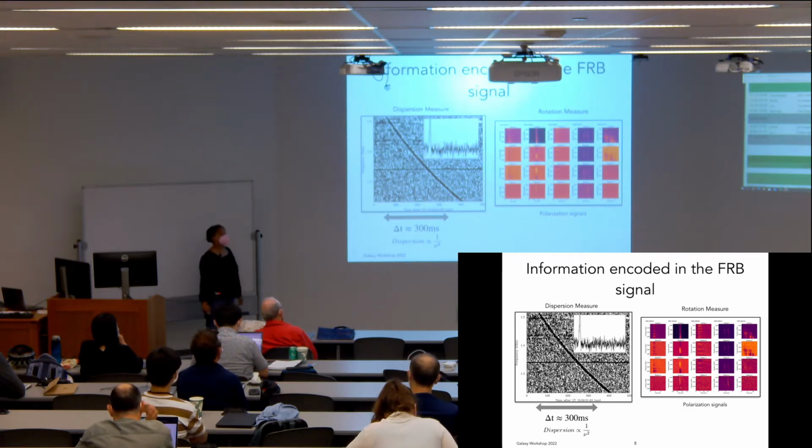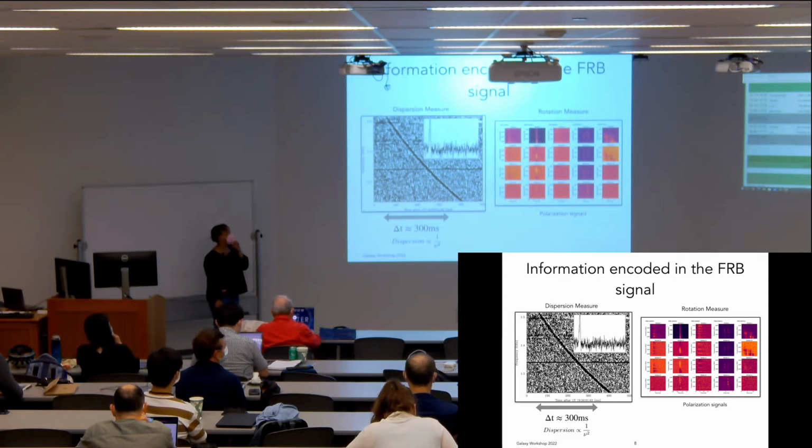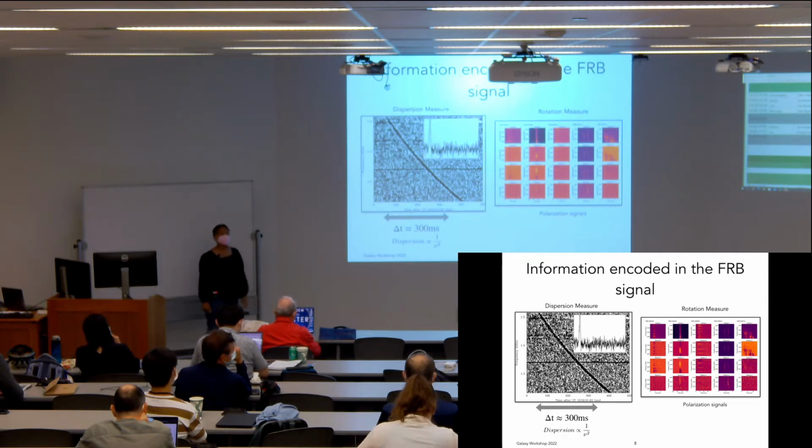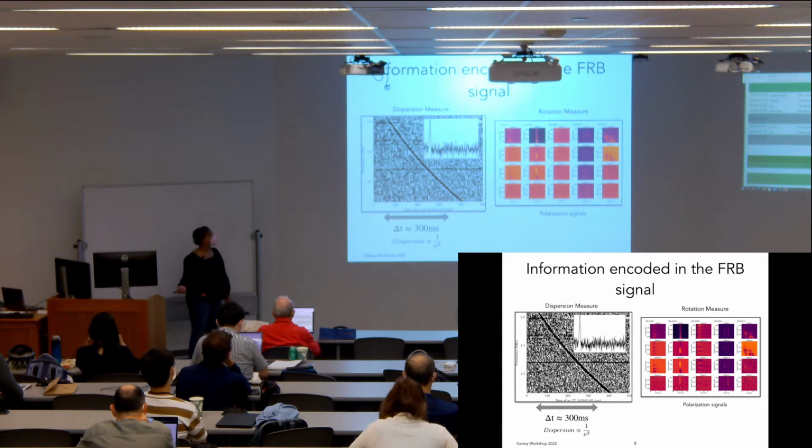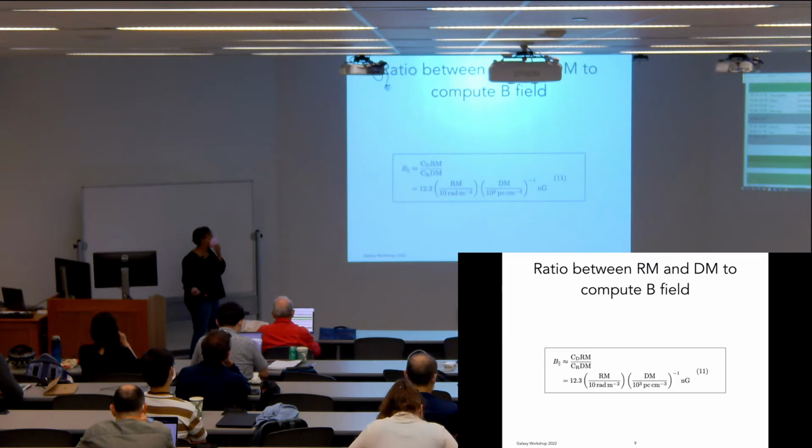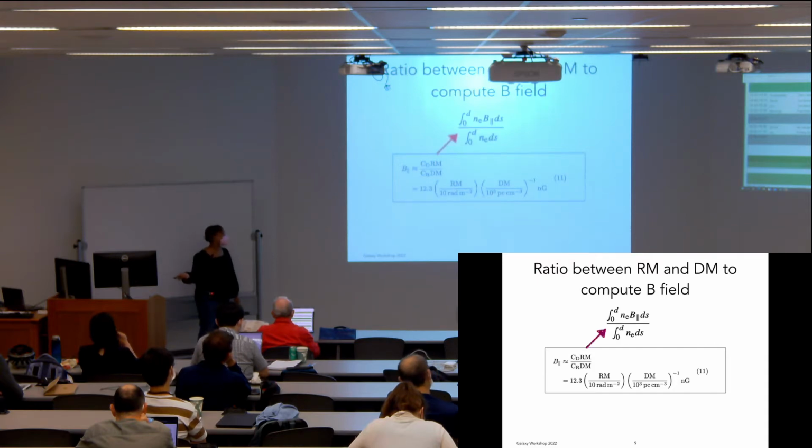Then we also have the rotation measure, as I said, derived from the polarization signals of the FRBs. These Stokes parameters are measured, and then we are able to derive the rotation measure from there. Then taking a ratio between the rotation measure and the dispersion measure allows us to compute the magnetic field. They're both integrated quantities that take into account the density of electrons in ionized material. They cancel out, assuming our B field is positive, and then we get something that looks like that.